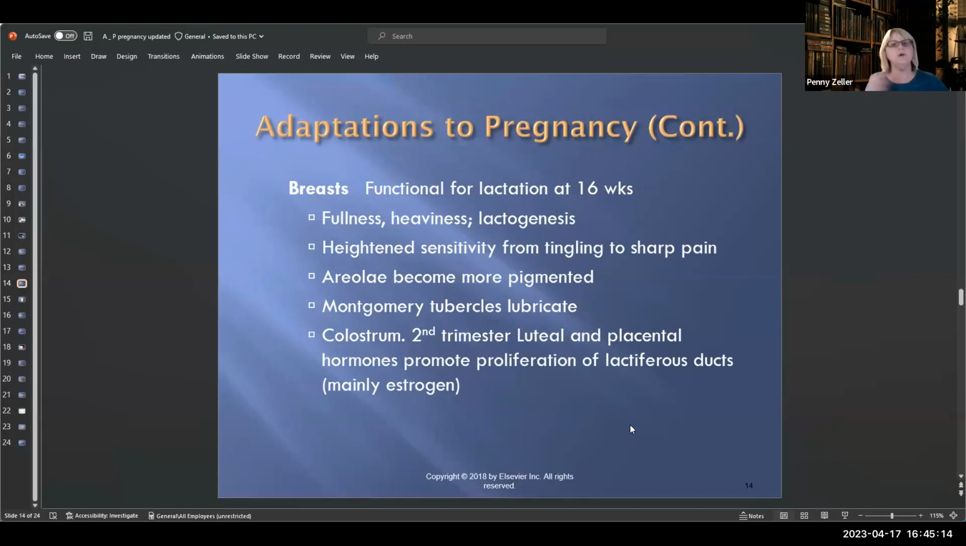So the breasts, as they develop and grow, remember estrogen is what causes growth of the breast. But breasts are actually functional for nursing or lactation at 16 weeks. They're fuller, they're heavy, they know how to produce milk. But they're not going to produce milk yet because prolactin is what causes the milk to be produced, and the prolactin levels during pregnancy are low. Colostrum is the first substance that's produced from the breast late in pregnancy, after the baby's born. It's available for the newborn, but it's beginning to develop in the second trimester.